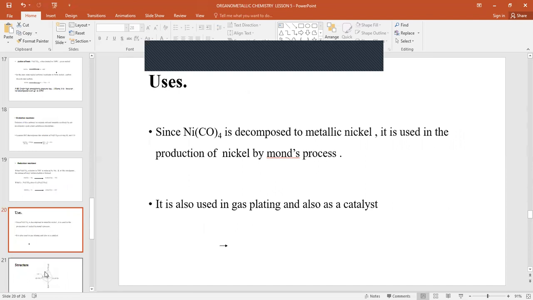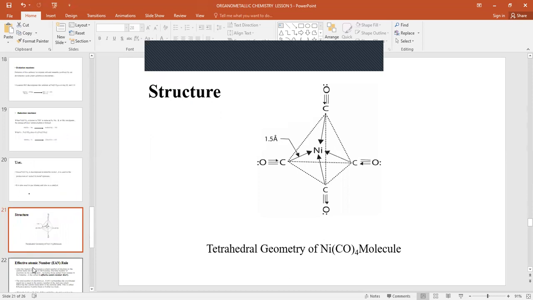Since nickel tetracarbonyl is decomposed to metallic nickel, it is used in the production of nickel. It is also used in gas plating and also as a catalyst. The structure of nickel tetracarbonyl is tetrahedral with only terminal carbonyls.